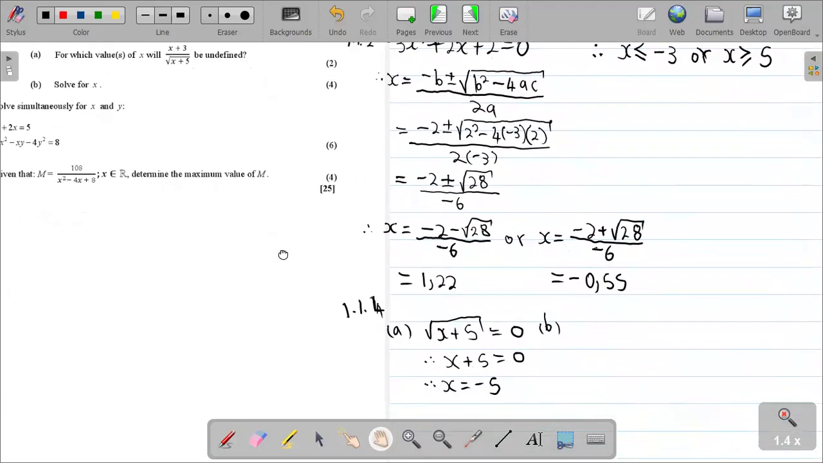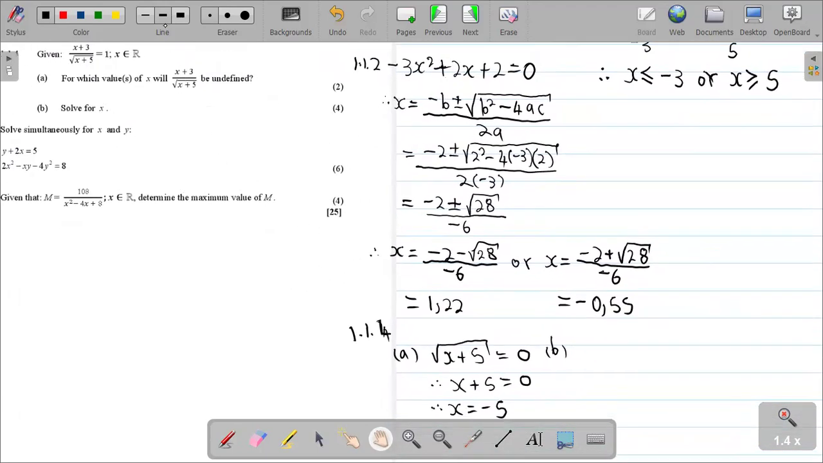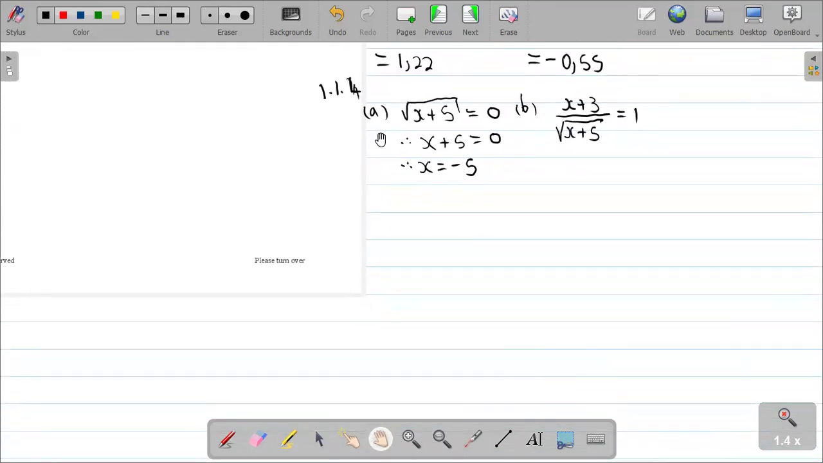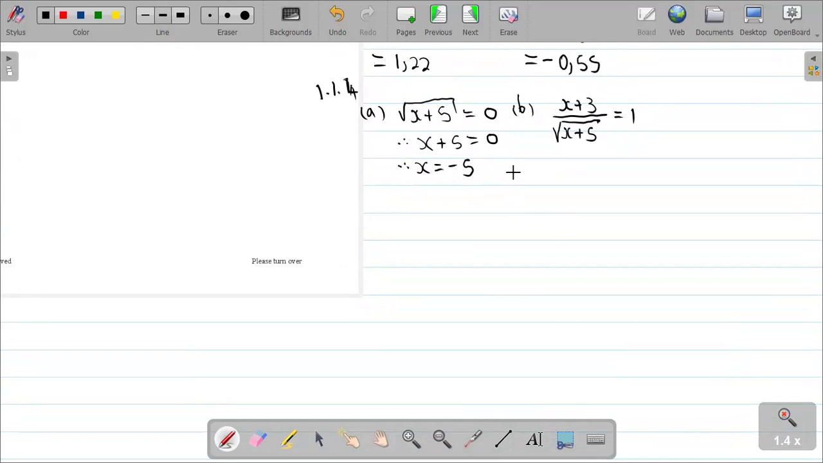So we must solve for x here. So B says we must solve for x. So we have (x + 3) divided by the square root of (x + 5) equals 1. So this means, therefore, that x + 3 is equal to the square root of (x + 5).